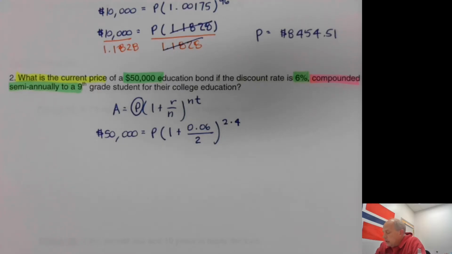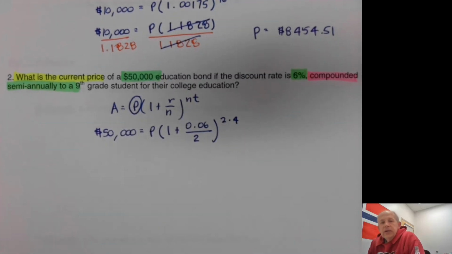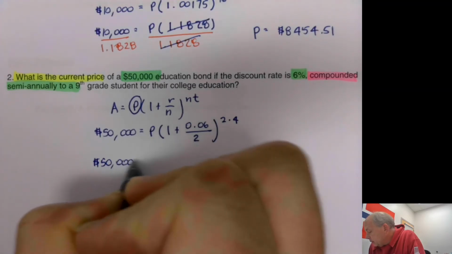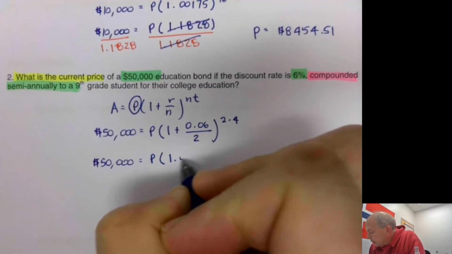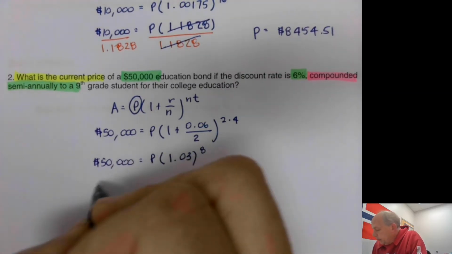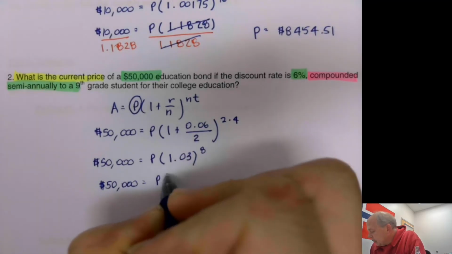There are my values in the compound interest. I see the word compounded, I go right to that equation. So I have $50,000 equal to P times 1.03 raised to the 8th power. So I have $50,000 is equal to P times that.